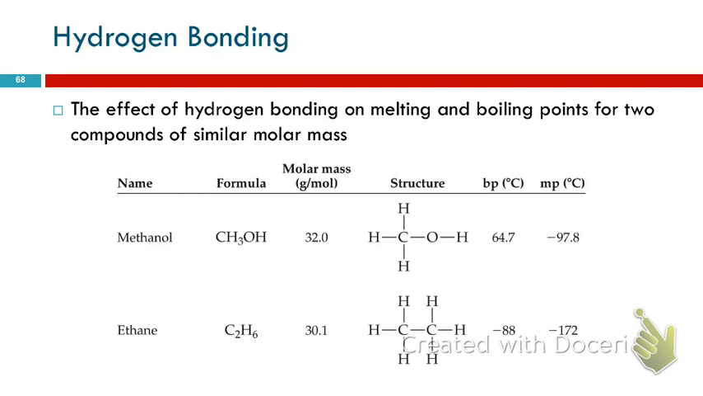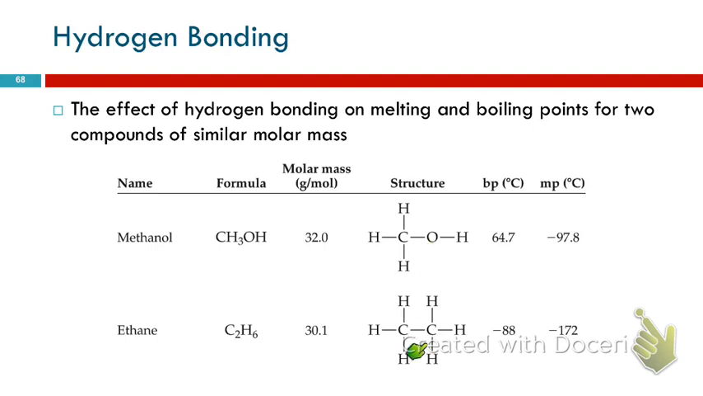So we can look at how this affects melting and boiling points. Here's methanol and ethane. Their molar masses are very similar. When we look at their structures, this one is all carbons and hydrogens. It's not polar at all. It's nonpolar. Here we have oxygen. This oxygen is bonded to hydrogen. So that's what has to be there for there to be hydrogen bonding. So this has hydrogen bonding.